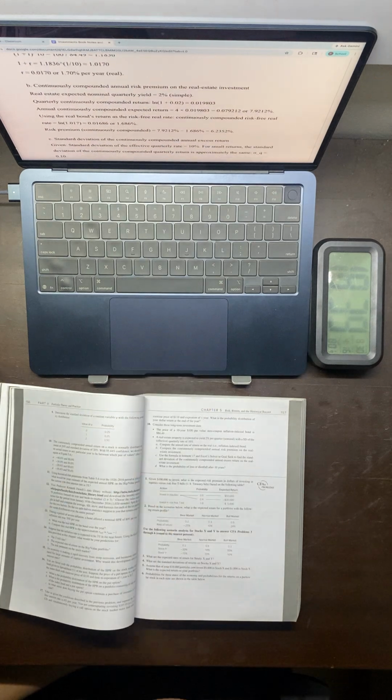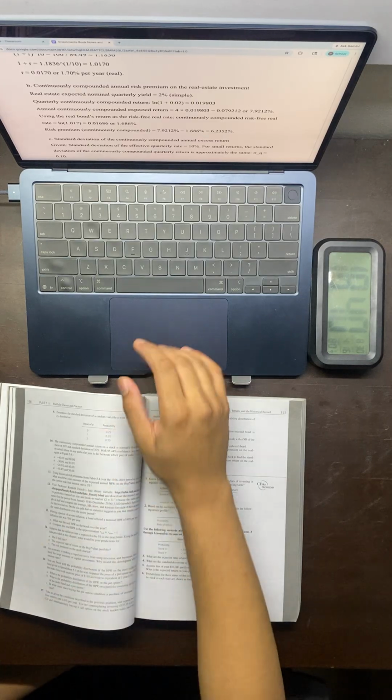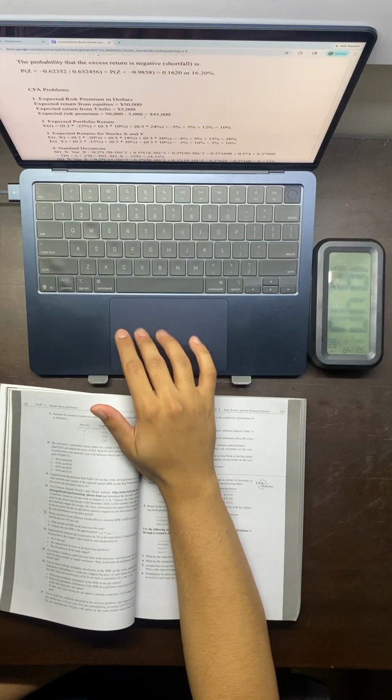Part B, continuously compounded annual risk premium on the real estate investment. Real estate expected nominal quarterly yield is 2%. Quarterly continuously compounded return, natural log ln(1 plus 0.02), is approximately 0.019803. Anyways, more calculation stuff which is kind of pointless right now, so I'll just skip all that.